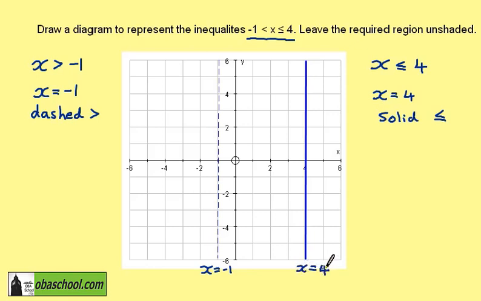Now consider the region we want. X is greater than -1, so to the right of -1. X is less than or equal to 4, so on the line or to the left. This is the required region. We want to leave that unshaded, so we shade everything else.